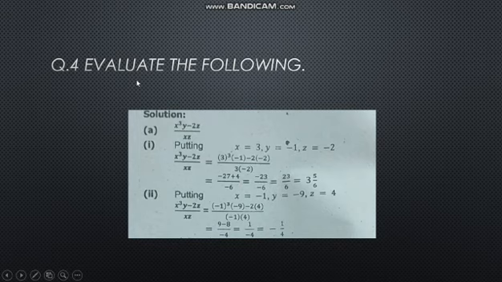Question number 4 is to evaluate the following. Here is the question: x cube y minus 2z divided by xz. We simply have to put the values of x equal to 3, y equal to minus 1, and z equal to minus 2. I have substituted the values here, which is 3 cube into minus 1 minus 2 into minus 2 divided by 3 into minus 2. Simply by solving these numbers, I will get the answer 23 upon 6.